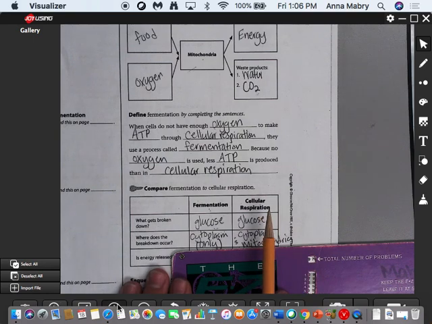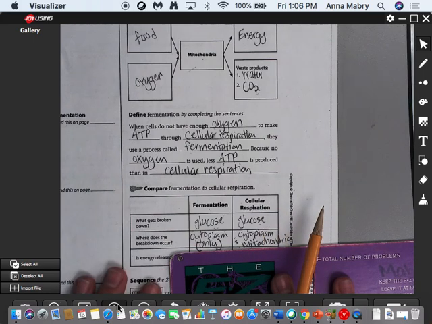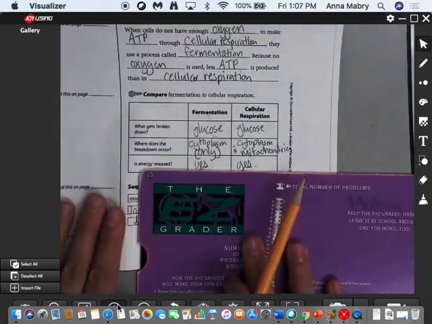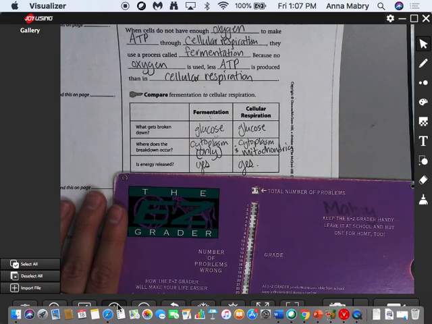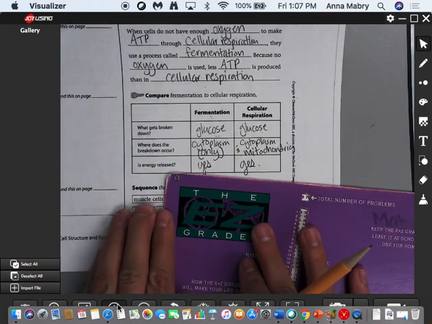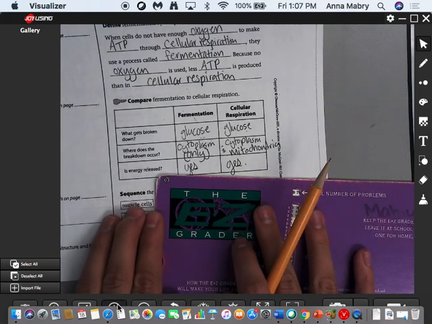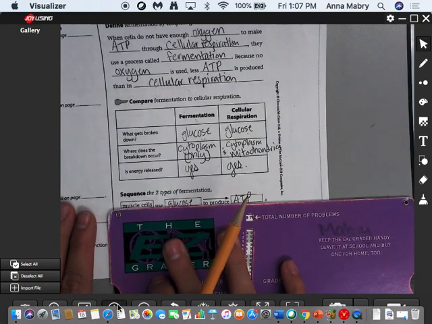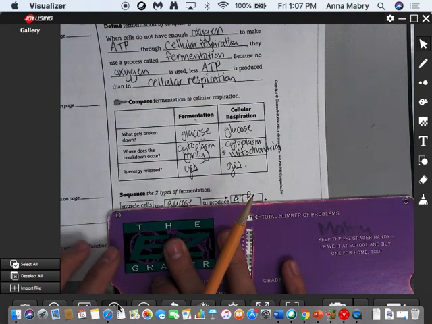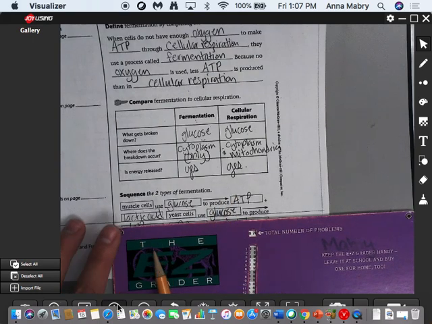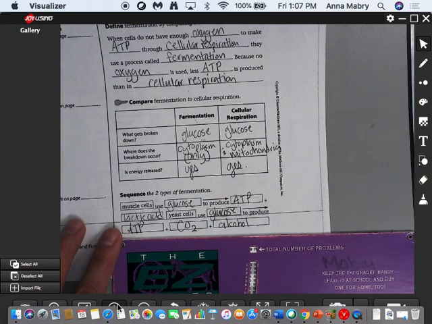Is energy released in fermentation? Yes or no? Yes. Is energy released in cellular respiration? Yes. So yes to both of those. Looking at this at the bottom, this muscle cell, from the chemical formula in your textbook. It uses what? Look at your little chemical formula. Glucose to produce ATP, and it makes lactic acid. Another uses glucose to produce ATP and CO2 and alcohol. That's its waste, because that's what we give off right there.